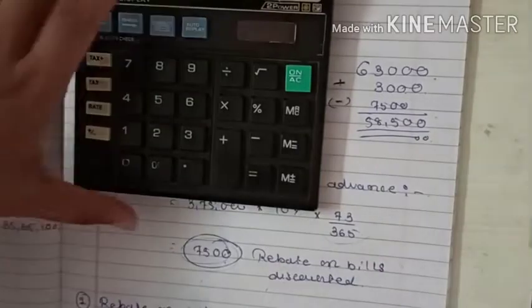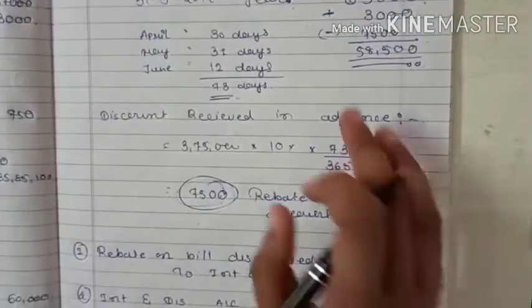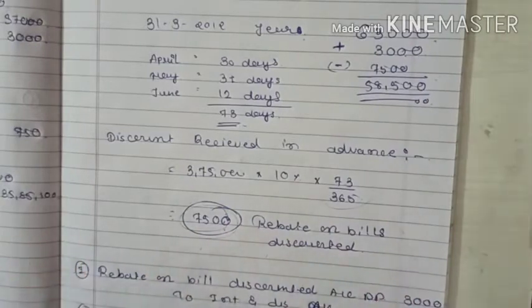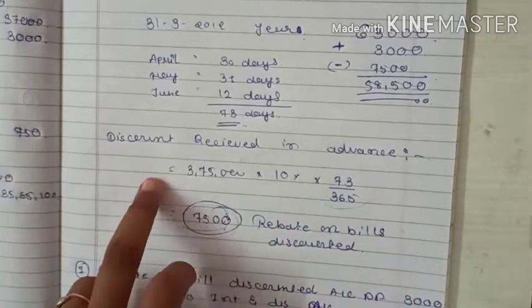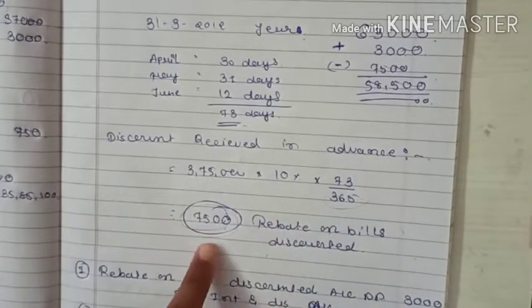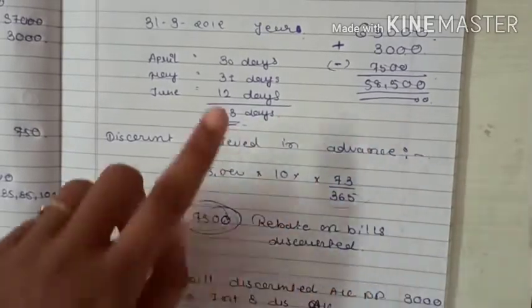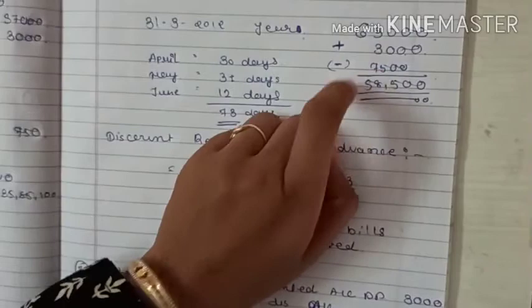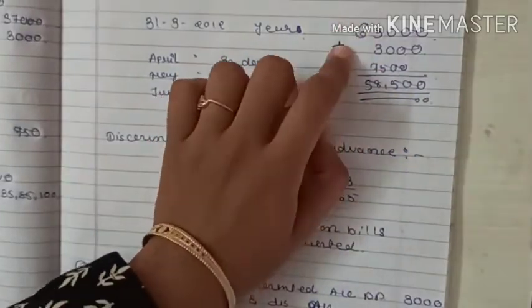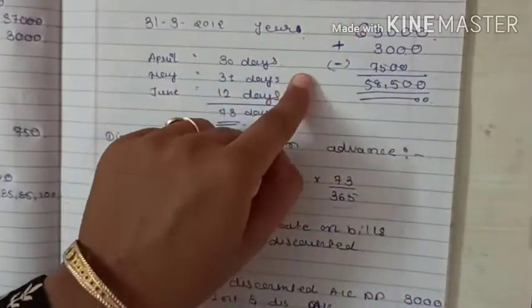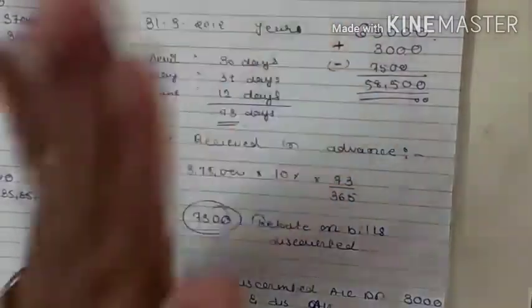Are you getting me? It is a very obvious thing. Opening balance of a rebate on bill, what does that mean? That is last year's or previous year's rebate that is related to our year, that is the current year. And this 7,500 is not related to our year, it is related to the next year. So opening balance we are going to add, and the closing balance that we have to find out is going to be deducted from the total discount earned.